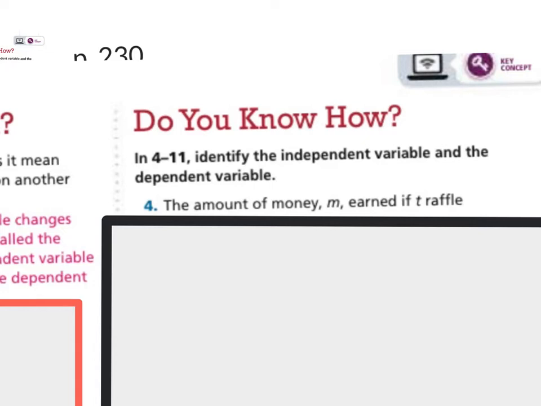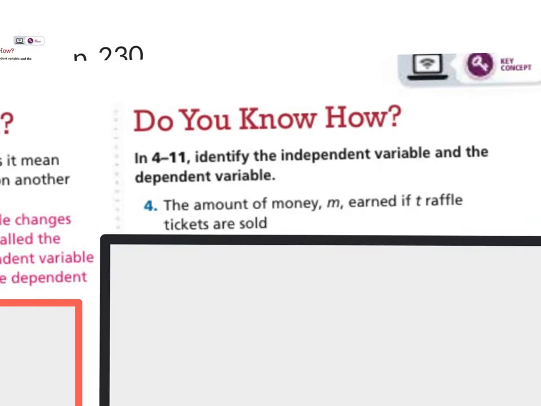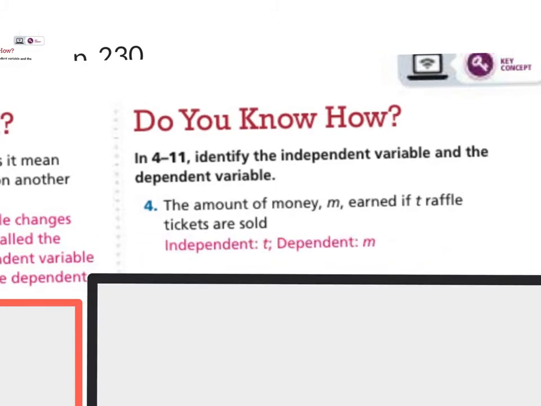Okay, and so like I said earlier, if you want to think about these both ways, so on number 4, amount of money earned if T raffle tickets are sold. So we could think about, does the amount of money earned depend on how many raffle tickets are sold, or does the number of raffle tickets that are sold depend on the amount of money earned? And usually, hopefully, one of those sounds more correct to you. So for this one then, independent would be T and dependent would be M.